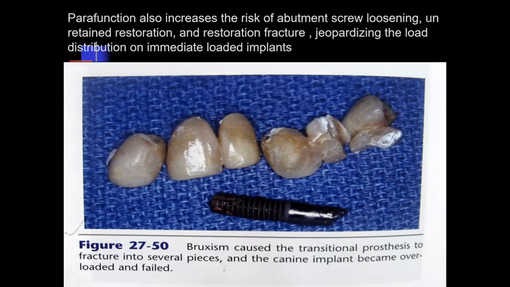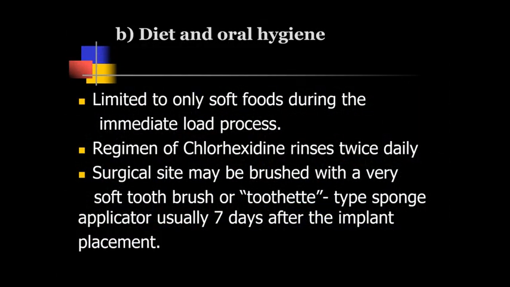The parafunctional loads also increase the risk of abutment screw loosening, unretained prostheses and fracture of the transitional restoration that is used for immediate loading. So in the picture you can see that the transitional prosthesis has fractured into several pieces because of bruxism. And if any of these complications, that is any of abutment screw loosening or unretained prosthesis or transitional restoration fracture occurs, then the remaining implants that are loaded are also more likely to fail. The last factor is the diet and oral hygiene.